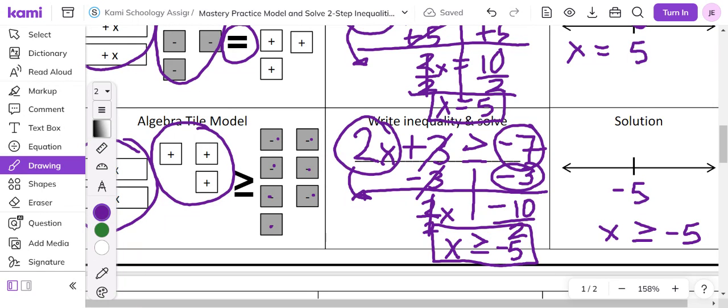So we start with our solutions at -5, and then we're going to put a circle there. And then this comparison symbol is going in the greater than direction. X is greater than. So we're going to go to the right. And because it's equal to, where the answer can be -5, we're going to shade it in. So it's any number for x that is greater than or equal to -5.